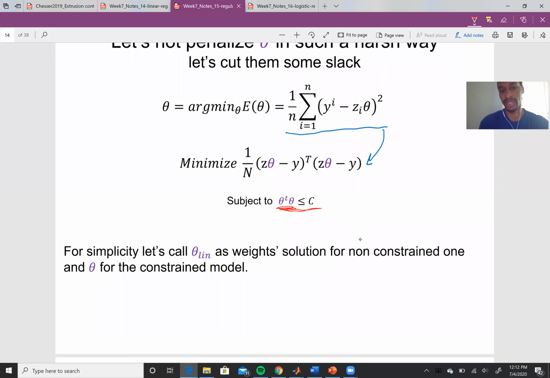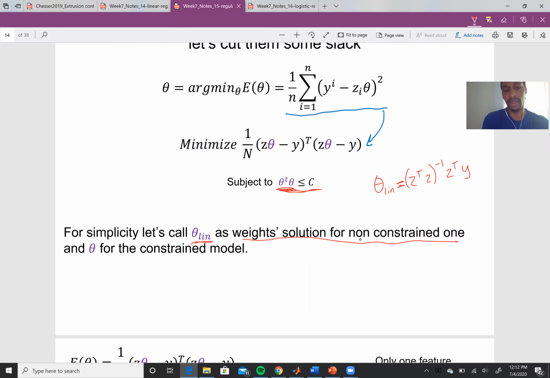So for simplicity, let's call this theta ln the weights solution for the non-constrained one. So basically the solution from last time, where theta ln is going to be equal to z transpose z inverse z transpose y. So that's the solution that we talked about last time, with the pseudo inverse times y. And then theta is going to be now our solution for the constrained model. Okay.